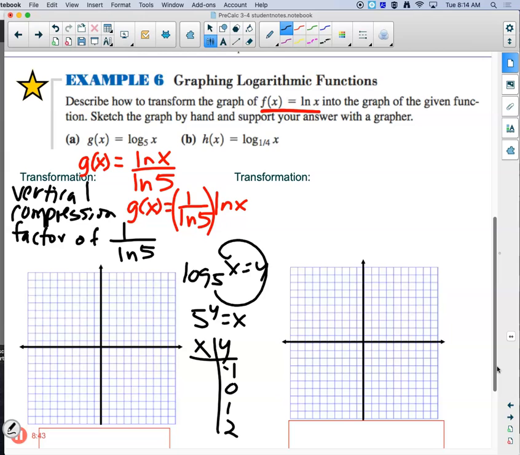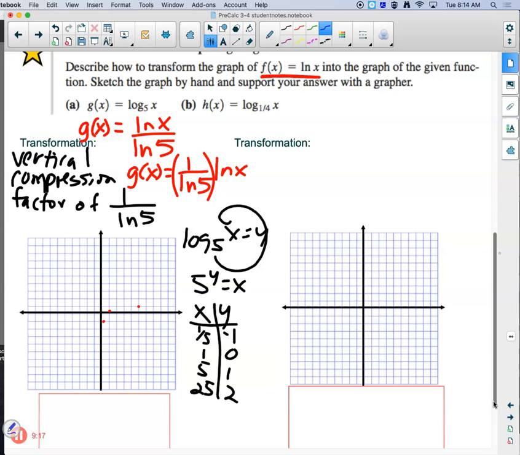And 5 to the -1 is 1/5. 5 to the 0 is 1. 5 to the first is 5. And 5 to the second is 25. So I'm not using that natural log of x when I'm graphing. Instead, I'm going back to what's the easiest way to graph this function. So we have the points 1/5 at -1, 1 at 0, 5 at 1, and then we need to aim at that 25 and 2.